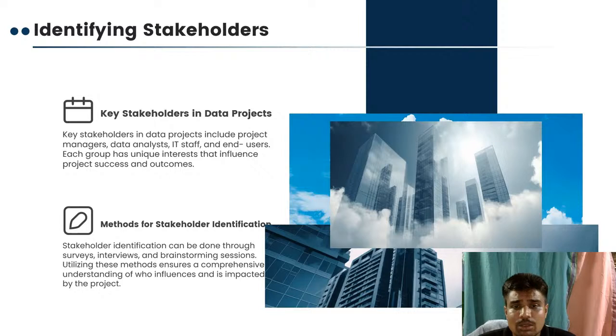Here we are saying: key stakeholders in the projects, and methods for stakeholder identification. Key stakeholders include the project managers, data analysts, IT staff, and end users. Each group has unique interests that influence the project success and outcomes. Of course, if you are going to get a requirement for a data visualization, all these categories of people come in: the managers, who might be the leads or the client, the end user who is going to consume the report, the supporting staff team, or your data analyst. Suppose we have a manager with around 5 members, each one of them has a different opinion towards your requirement. So it's important to identify them, and then all together you can go for requirement collection.